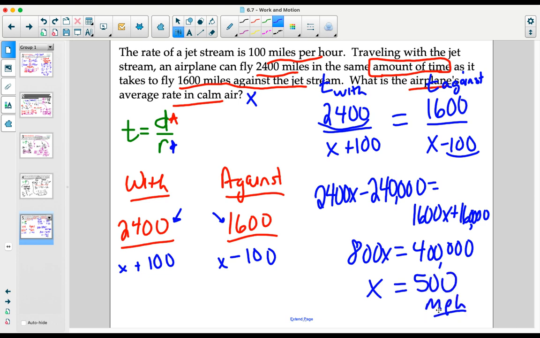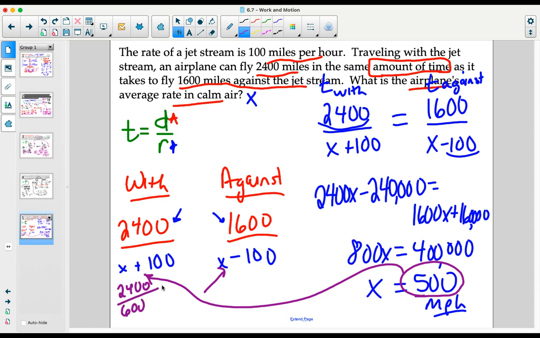Does that make sense as the speed for a plane in calm air? Sure it does. Could we easily check to make sure that our times are the same? Absolutely. We got the number 500 here. We sub it back into the two spots. Over here we have 2,400 over 600, which is 4 hours of flight. And here we have 1,600 over 400, which is also 4 hours of flight.